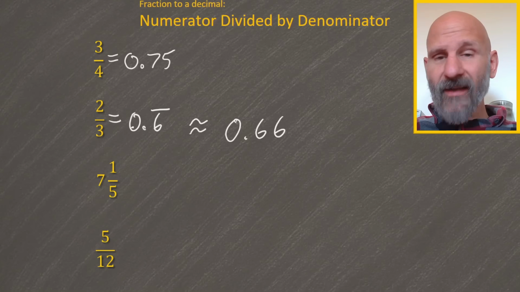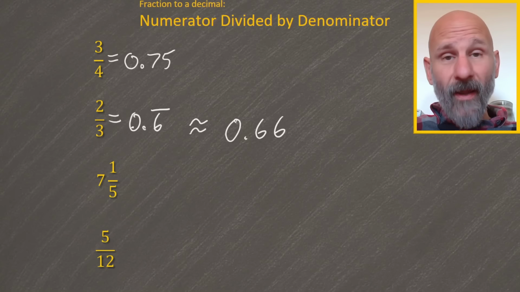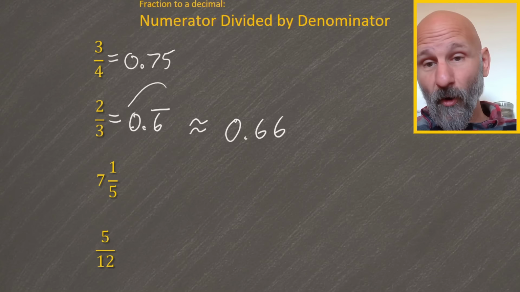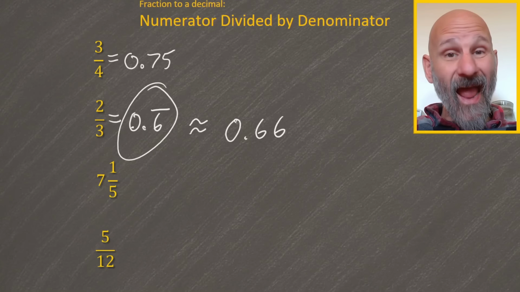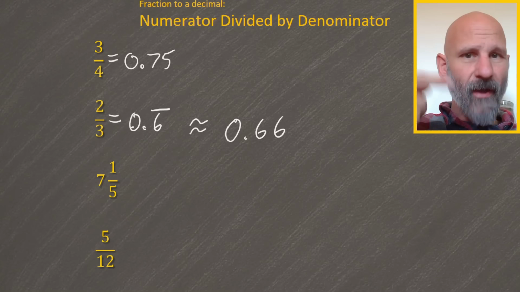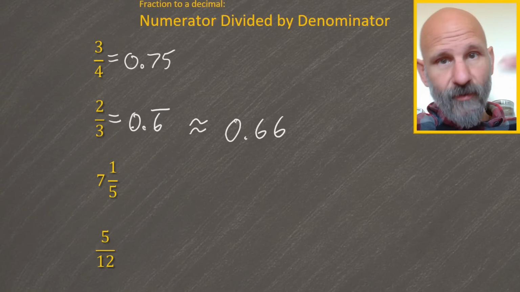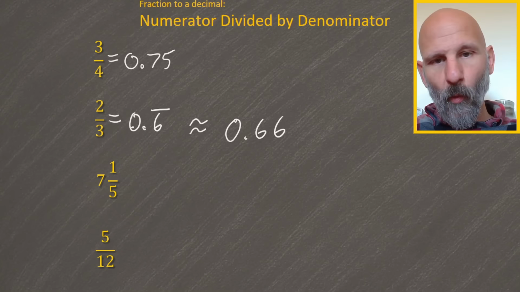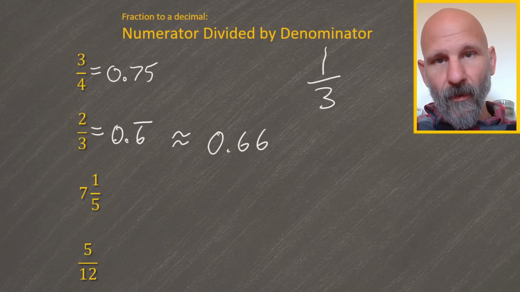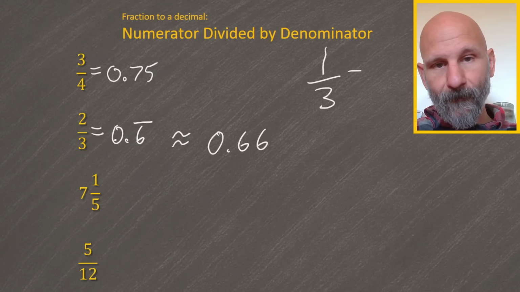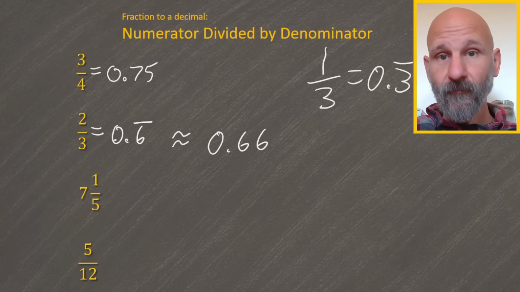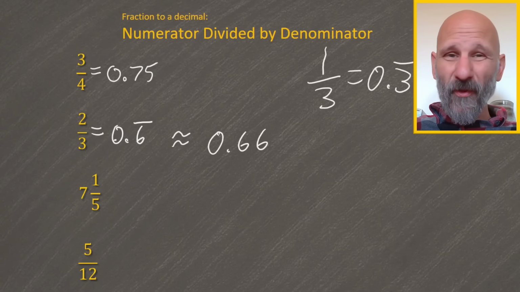Okay. Next up, 1/3. So 2/3 is 0.6 with a bar over it, and 1/3 is going to be half of that, because 2/3, so 1/3 is going to be half of 2 of them. So 1/3, that's going to go to 0.3 with a bar over it. Okay, so that's another one.